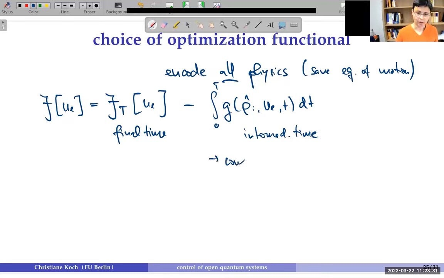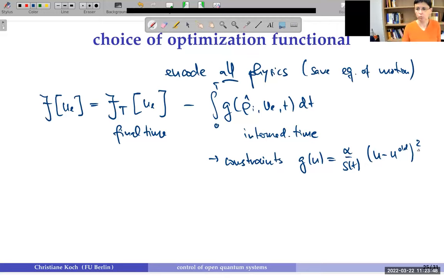So for example, we can constrain the change in amplitude. So that would be a constraint that depends on the control, where we say this change should be small. Alpha is a parameter of the, actually I call it lambda, I think, in the script with which you should work. So let's call it lambda A. And S is the shape to turn on and off our fields smoothly.